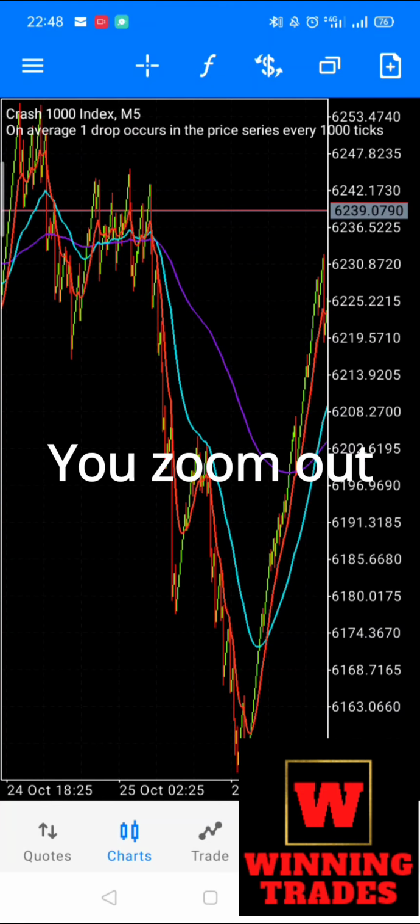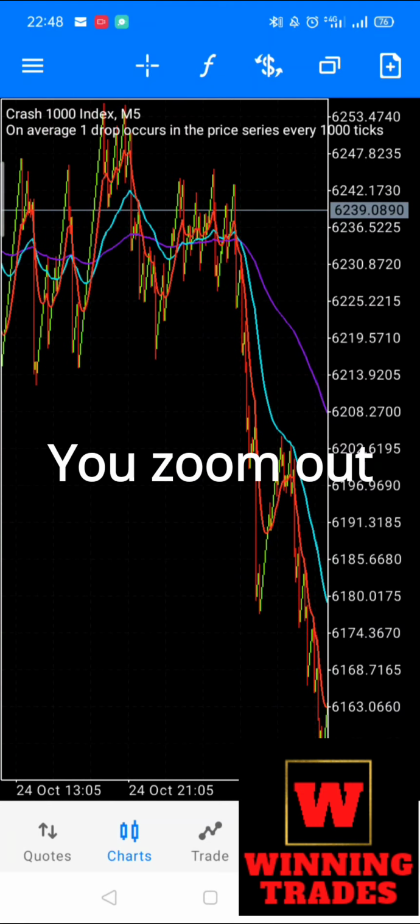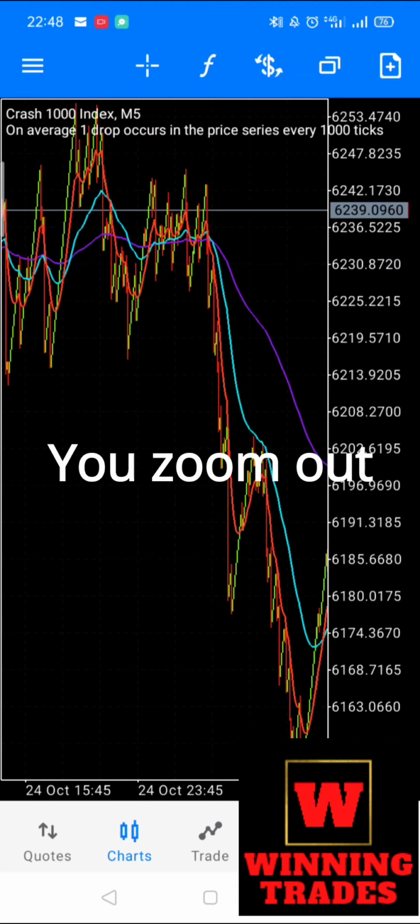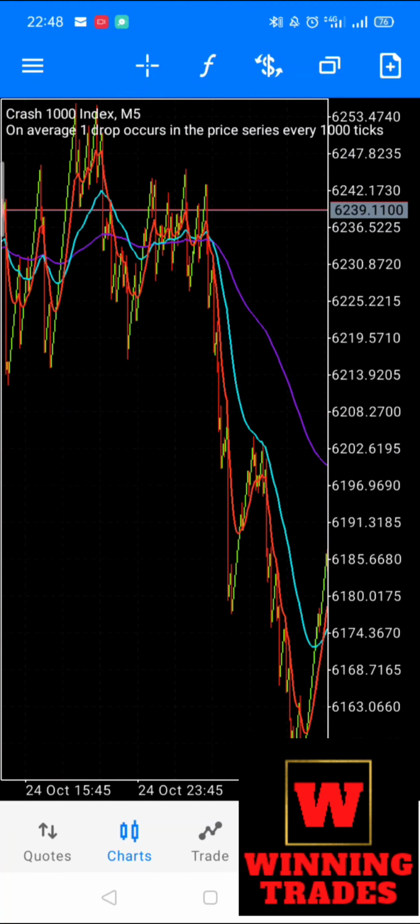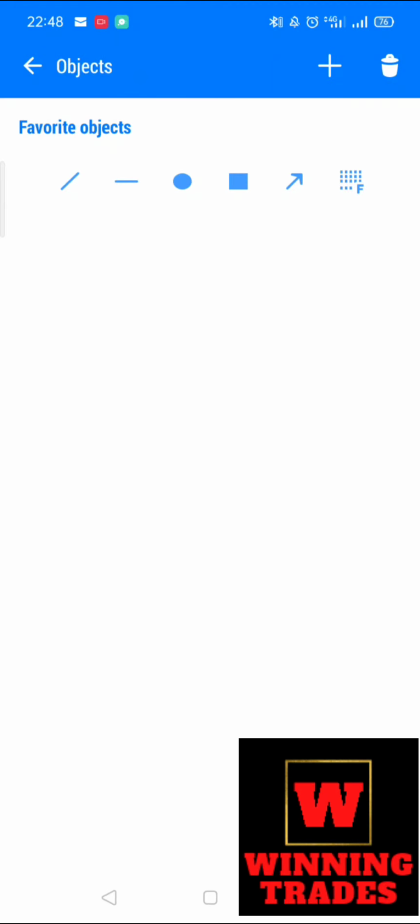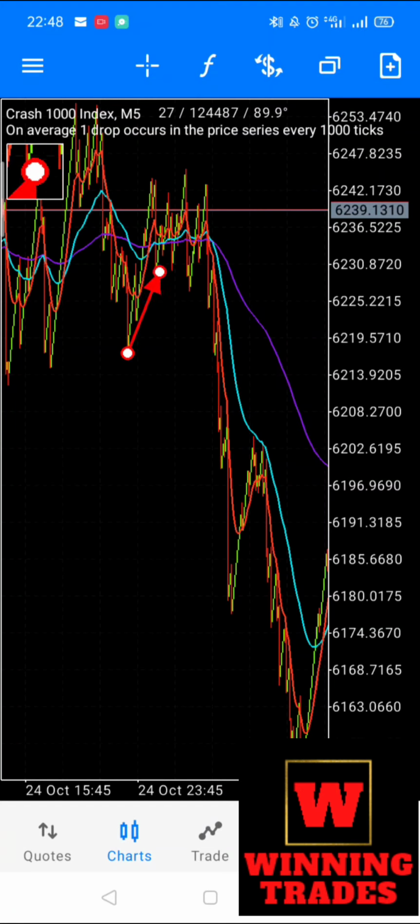You zoom in. When you zoom in, what do you see? Look at this. You bring out your arrow and measure this. When you measure, what do you get there? You bring it down. Once price begins to retrace again, you put your arrow here. Once it gets to the arrowhead, you enter and look at all the money you make.